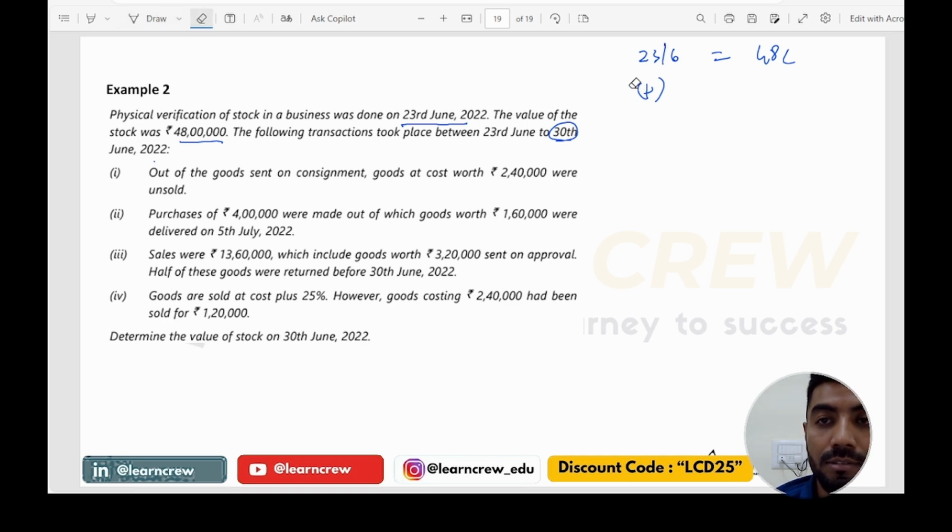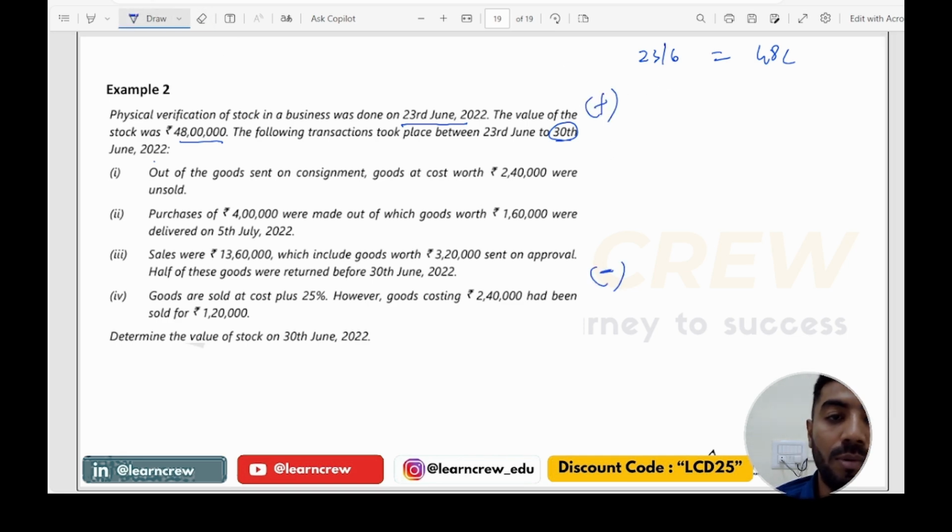So I'll just take it like this. There should be addition of a few items. There should be subtraction of a few items. That is goods sent on consignment. Goods at cost were unsold, which means you need to add this. That is a number, 2.4 lakhs.